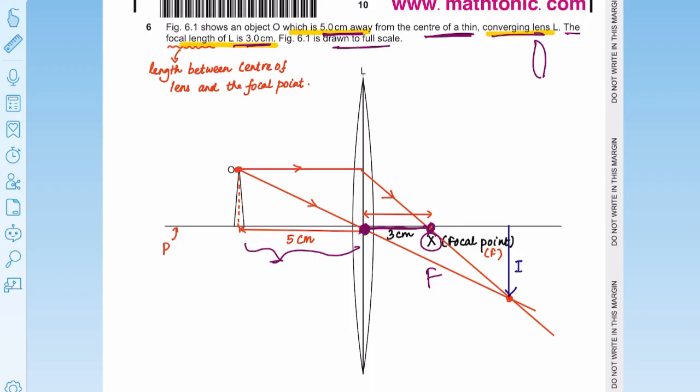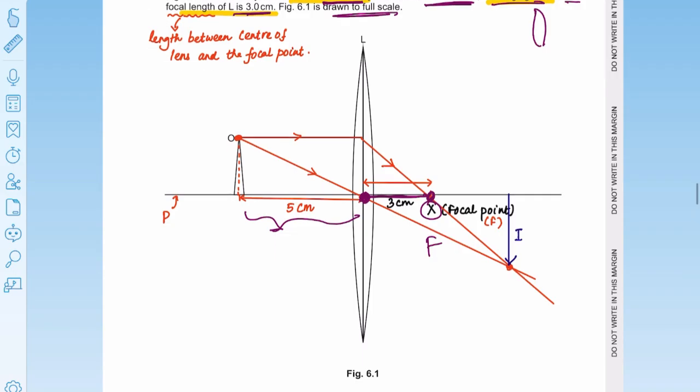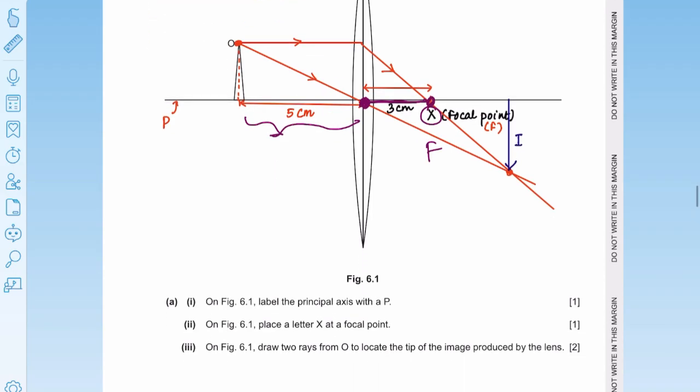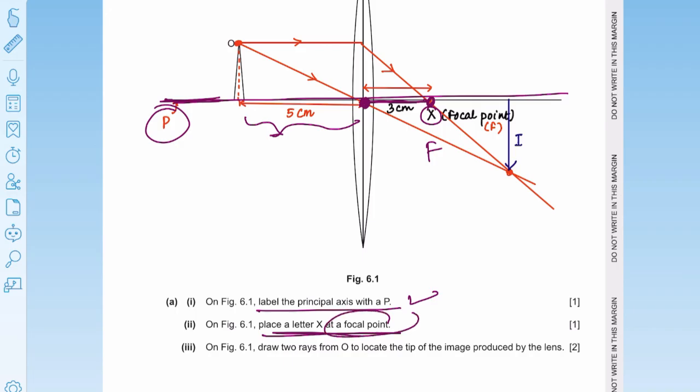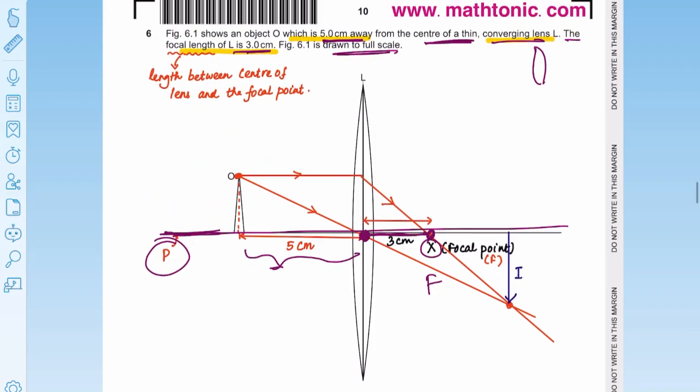Yes, so you have to draw this. Okay, so we have drawn this one. Now the first question says, label the principal axis P. So this line is the principal axis, this is P. Then place the letter X at the focal point. I told you, the focal point is measured from the center by the focal length, this 3 centimeter. Normally this would be the focal point F, but in this case the question gives X.